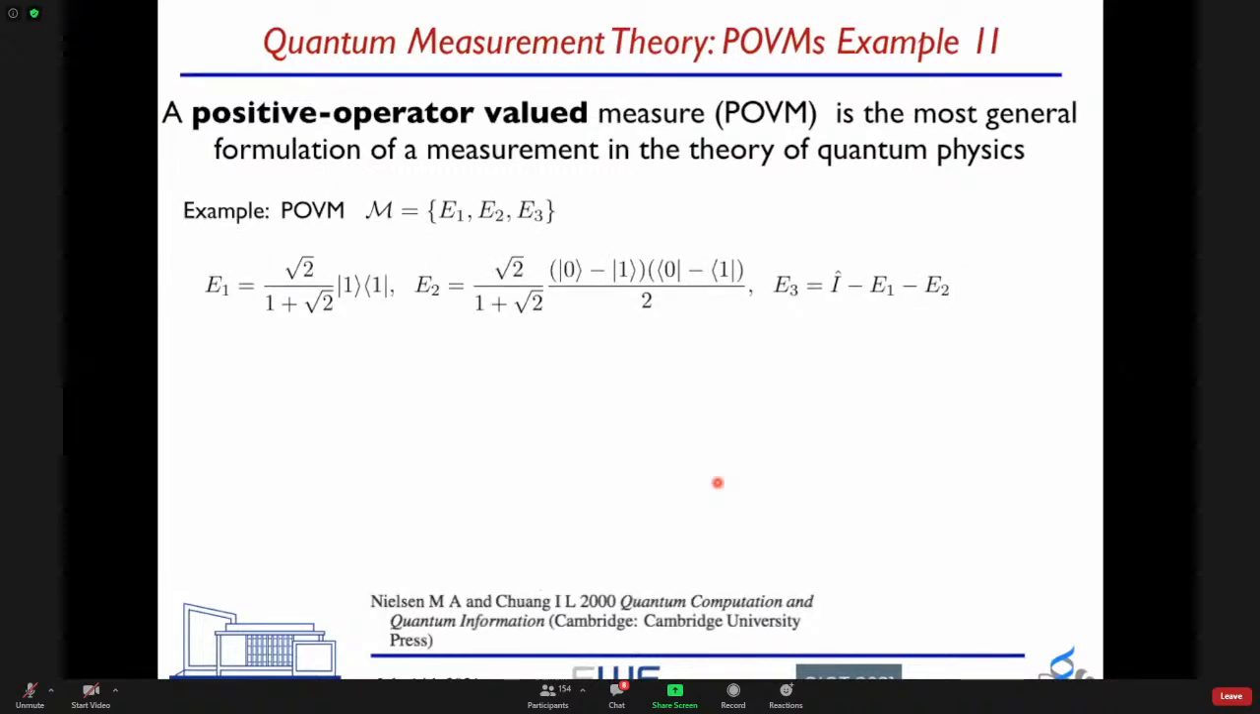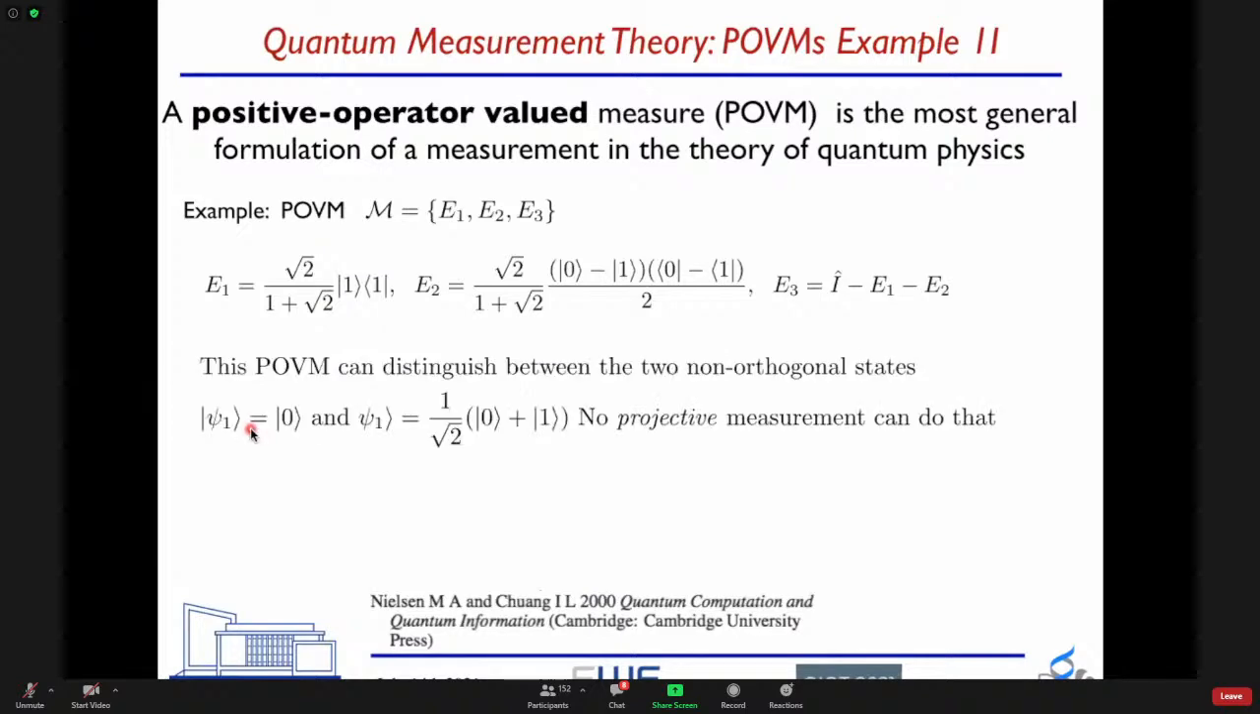Or we can take a look at another more elaborate example. So we have three effects here, E1, E2, E3. They look like this. And you might wonder, what can be the use of these three effects? Well, you see, they add up to identity. It's a valid POVM. These effects are able to distinguish between non-orthogonal states, for instance, between the ground state and the superposition state in X.